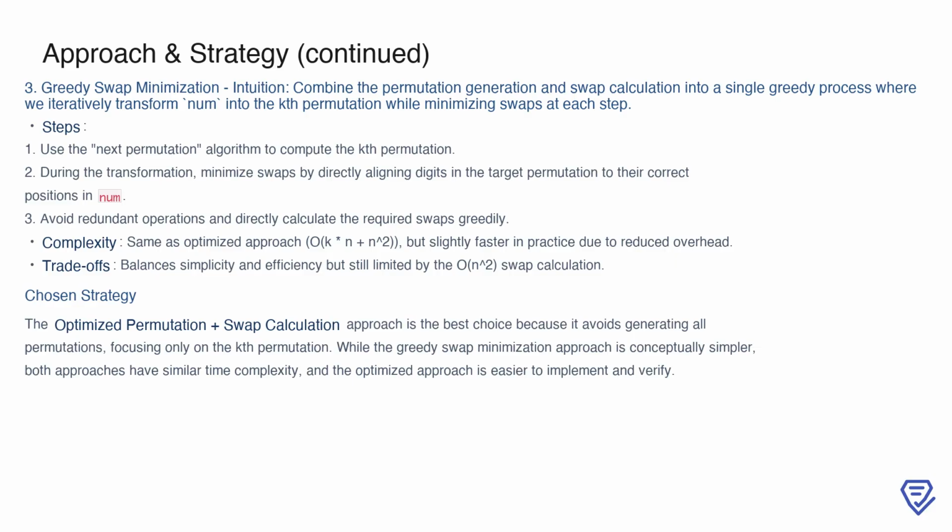This reduces some of the overhead seen in the optimized approach, though the complexity remains k times n plus n squared. In practice, this greedy approach may offer slightly better performance due to its streamlined operations. However, it shares the same limitations as the optimized method, particularly in the O(n²) swap calculation step. Ultimately, while the greedy method is conceptually simpler, it doesn't offer a significant advantage in terms of asymptotic complexity.